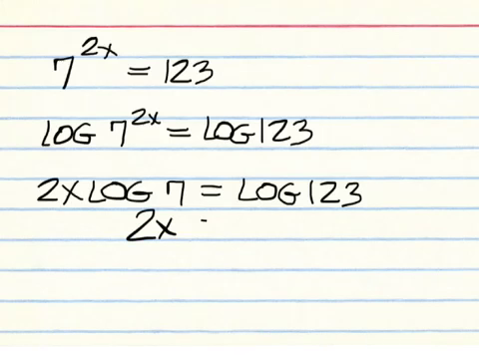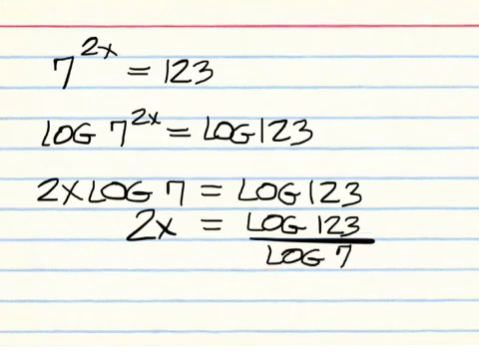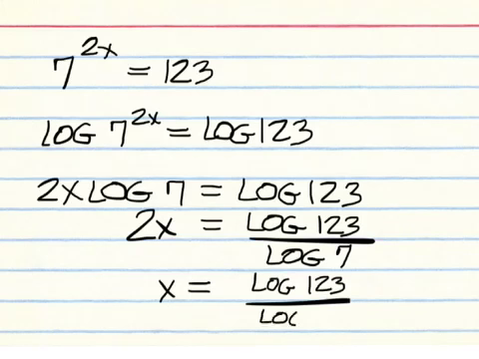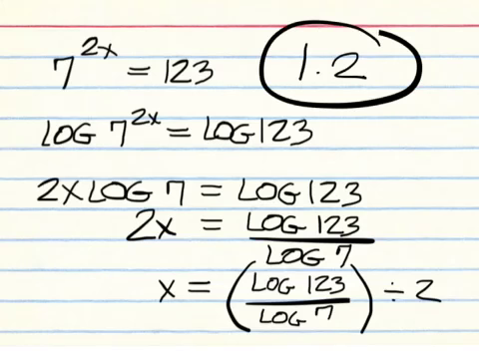And then 2x will have to equal log 123 divided by log 7 to get that log 7 away from the left side. And then x would be log 123 divided by log 7. And of course you would have to divide by 2 so you can get the x by itself. Your final answer rounded to the 10th place should come out to be 1.2.